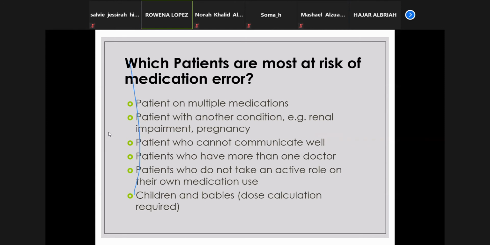So which patients are most at risk of medication error? Those patients on multiple medications, patients with another condition, for example renal impairment, pregnancy, patients who cannot communicate well, patients who have more than one doctor, patients who do not take an active role in their own medication use. Because there are some patients who don't care about their medication. They don't even know what their medications are. Children and babies, because calculations are required, and it needs body weight and height.